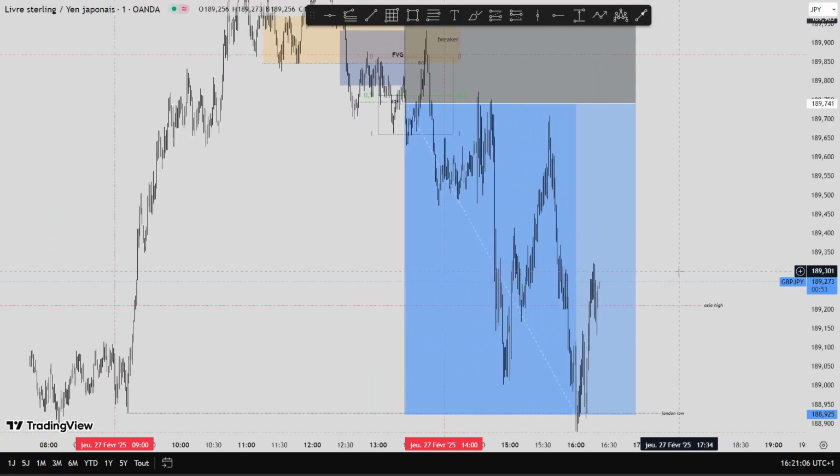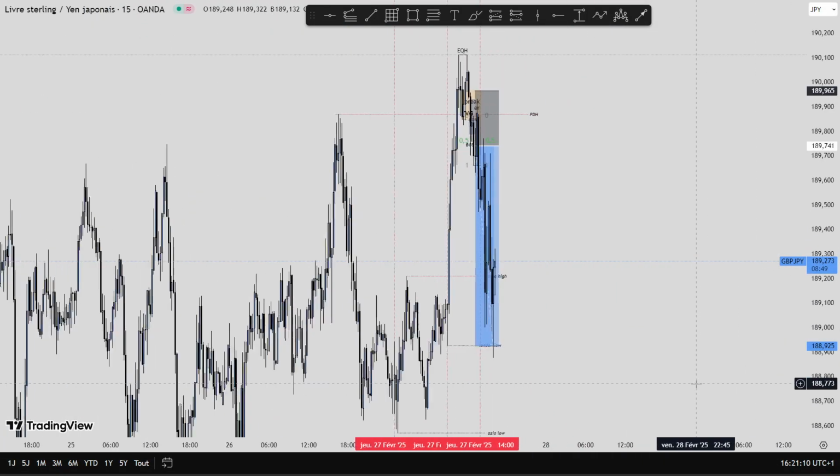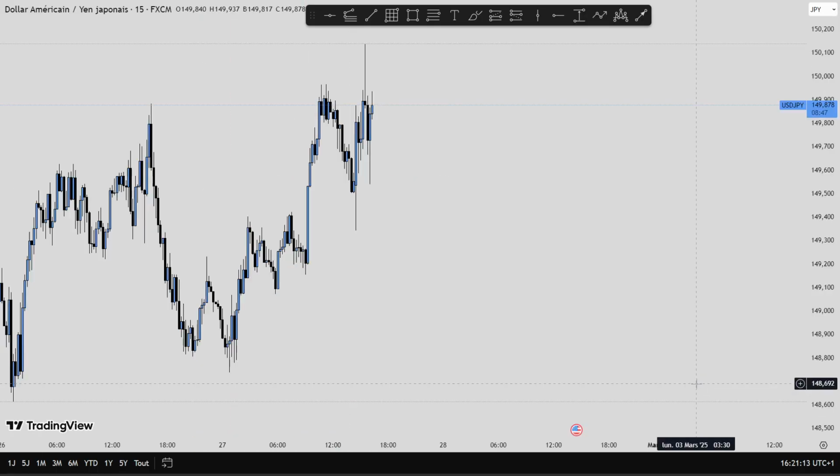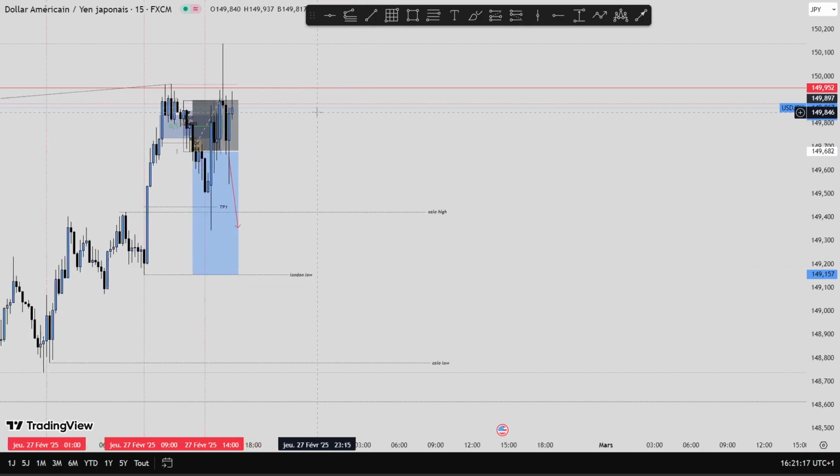So the trade that I didn't take ended up playing perfectly to the bottom, and the trade that I ended up taking was shitting itself. Look at this price action, literally shitting itself.